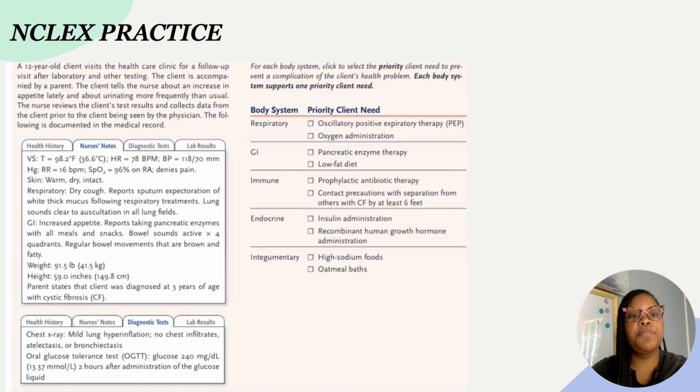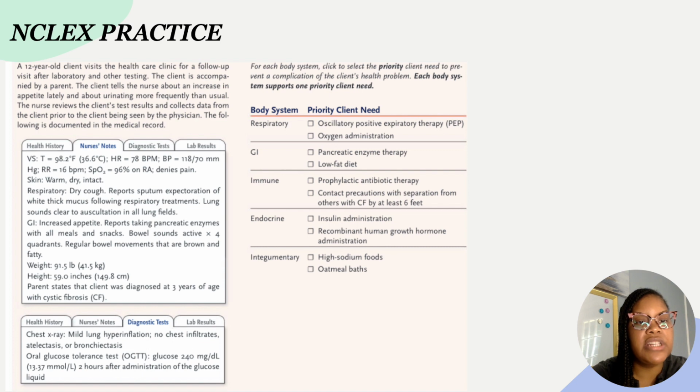All right, NCLEX practice. It says a 12-year-old client visits the healthcare clinic for a follow-up visit after laboratory and other testing. The client is accompanied by a parent. The client tells the nurse about an increase in appetite lately and about urinating more frequently than usual. The nurse reviews the client's test results and collects data from the client prior to the client being seen by the physician. The following is documented in the medical record.